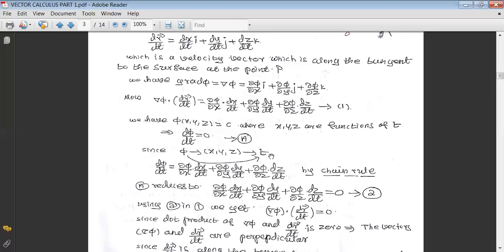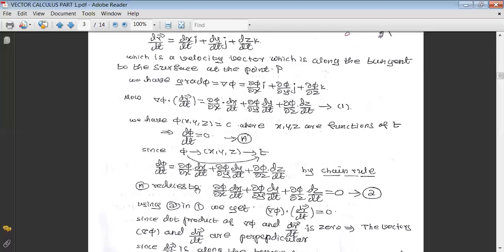Since here x, y, z are functions of a single variable t, using the chain rule, we can write d pi by dt equals dou pi by dou x into dx by dt plus dou pi by dou y into dy by dt plus dou pi by dou z into dz by dt. Now, if we take d pi by dt equal to 0, then it reduces to dou pi by dou x into dx by dt plus dou pi by dou y into dy by dt plus dou pi by dou z into dz by dt equals 0. Now let us take this one as equation 2.